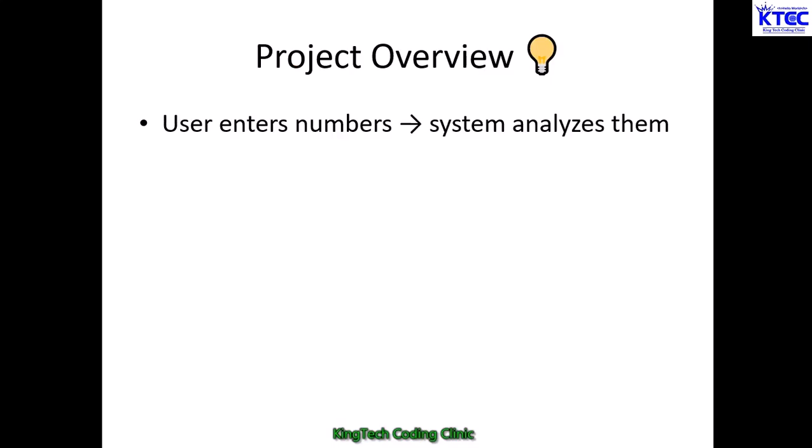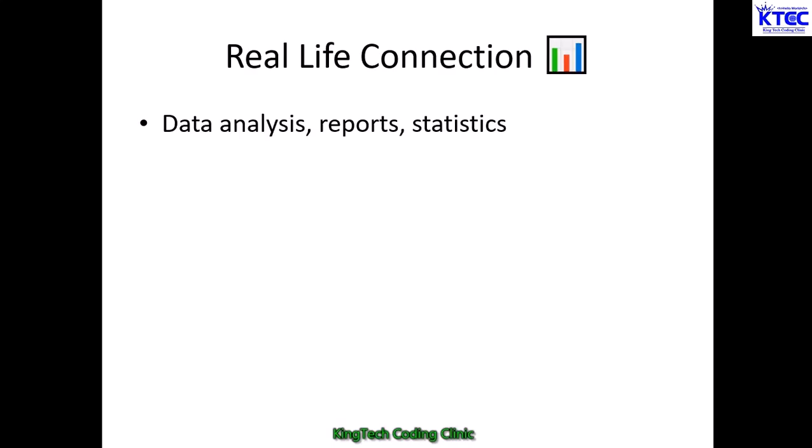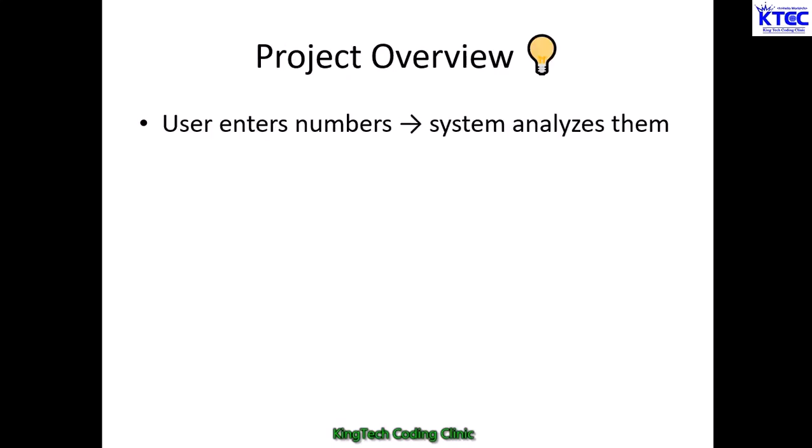So the user keeps entering numbers, pressing enter, enter number, press enter. So once the user decides to enter a particular word to show that I'm done entering my numbers, now the program takes these numbers, analyzes them, and then displays the results. So it's going to display the minimum, the maximum, and sum of those numbers that were entered by the user.